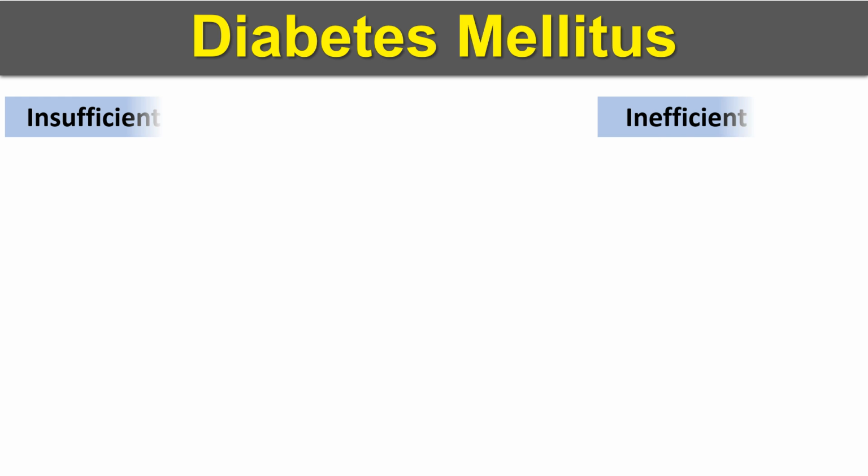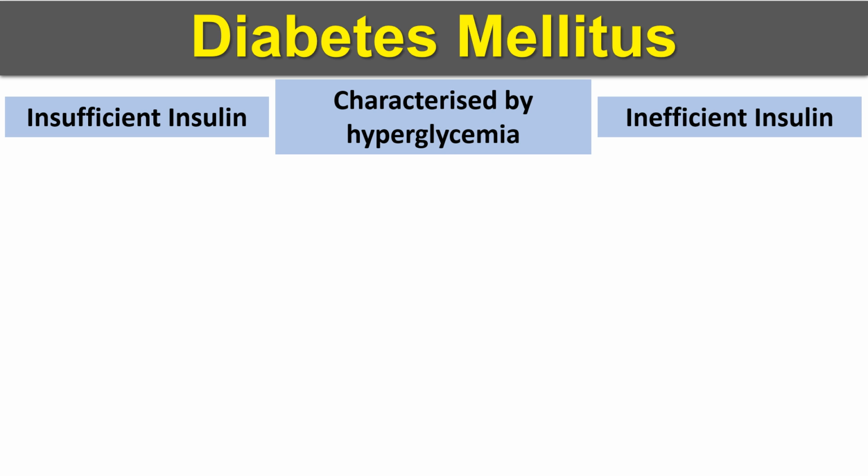The major disease related to glucose level in our body is called diabetes mellitus. Diabetes mellitus is mainly caused by insufficient insulin, when your body does not produce sufficient insulin, or you have inefficient insulin, meaning you have a sufficient amount of insulin but it is not able to work. In either condition, insufficient insulin or inefficient insulin, the condition is hyperglycemia. So the glucose level will be more than the normal value.